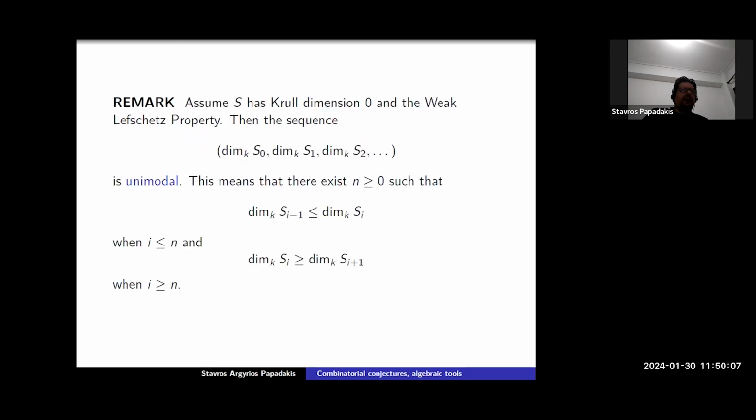Moreover, as was mentioned before, if S is Artinian, of Krull dimension 0, and has the weak Lefschetz property, then necessarily, for very easy reasons of linear algebra, the sequence of dimensions of the graded parts is unimodal. Unimodal means that there is an n greater or equal to 0, such that up to the point n the sequence is weakly increasing, and from n plus 1 on it is weakly decreasing.